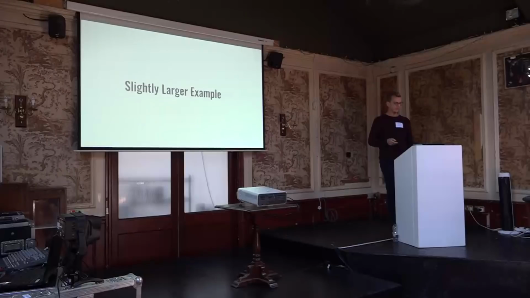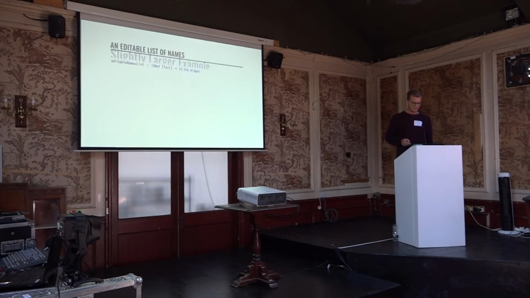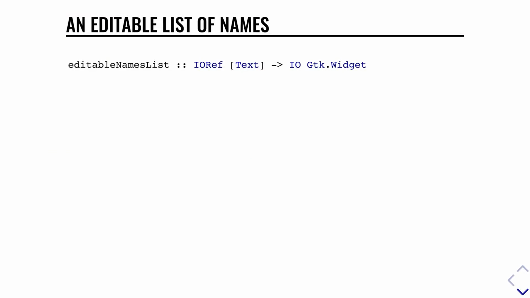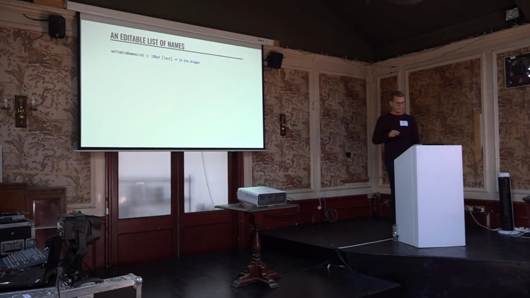Anyway, not very impressive. So we will look at something slightly larger to convince you this is useful. Let's say you wanted this reusable, editable list of names as sort of a component that you can reuse in your app. You can give it a list of names. Those names can be edited by the user. You will get back a widget that you can add to your GUI somewhere. So this could be a type signature for this. We create an IORef of a list of text values. Those would be the names.